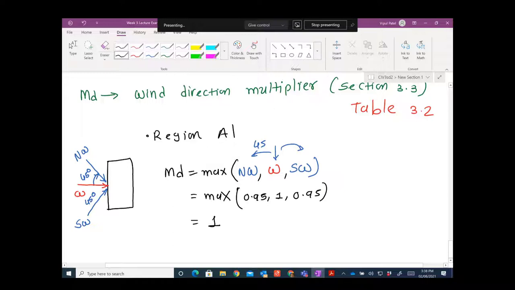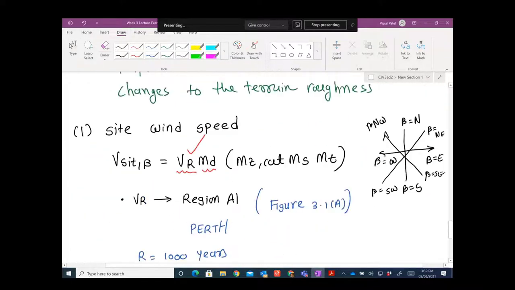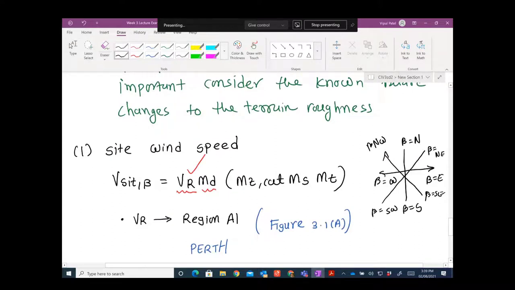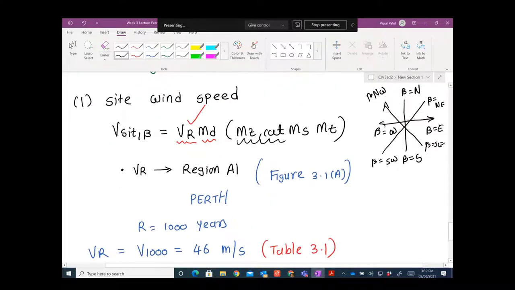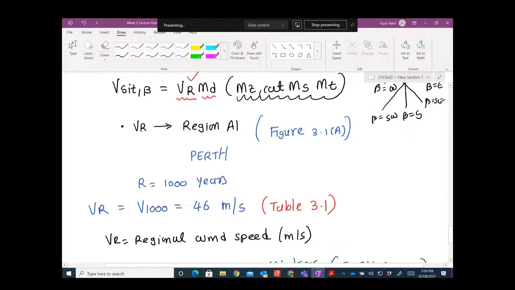It's just saying that if the wind is coming from this side at maximum, you might need to consider the maximum MD. That's what it is. The standard is really, really picky in making sure that you are not compromising any side. So MD, the wind direction multiplier, is calculated, which is 1. VR we calculated. Now these are the site exposure multipliers.